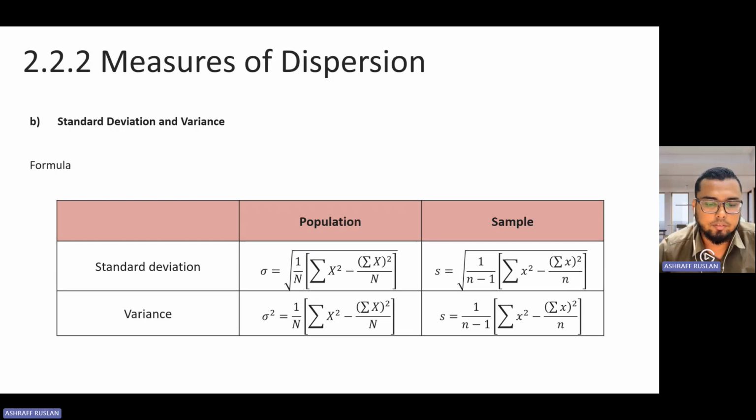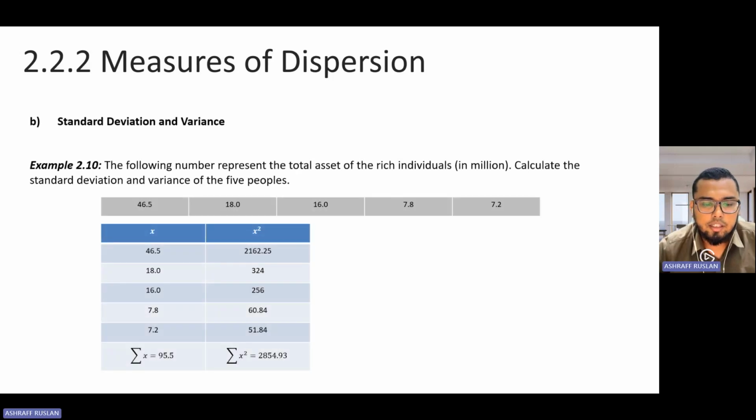Memang diberikan lah. So if we take a look at the example here, okay, there are values that represent the total asset of the rich individual in million. To calculate the standard deviation and variance of the 5 people. So dia nak cari variance and standard deviation based on the given data. So jadikan amalan put in the table form macam ni, so that easy for you to calculate.